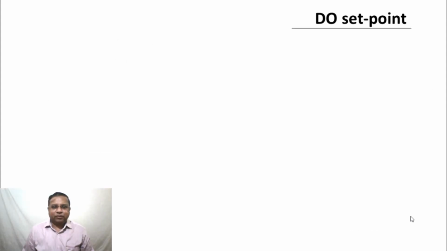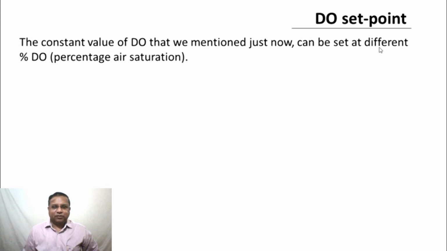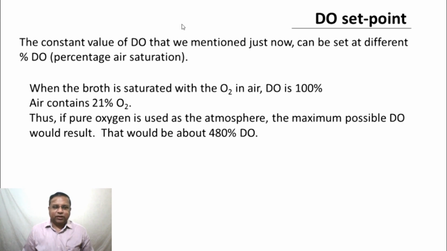The DO set point is measured and it needs to be controlled. Let us see what the DO set point is. The constant value of DO that was mentioned just now can be set at different percentage air saturation, percentage DO. This is what we talked about in detail just a while ago. Let us redo this just to get the point across. When the broth is saturated with oxygen and air, DO is 100%, and air contains 21% oxygen. Thus, if pure oxygen is used as the atmosphere, the maximum possible DO would result. That would be about 480%.